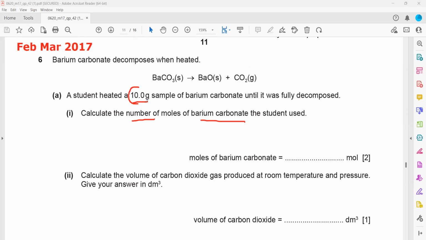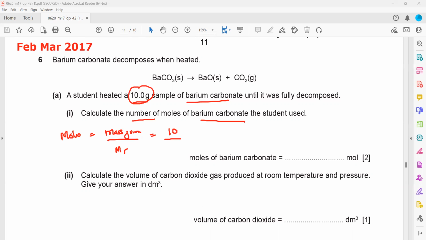We have the mass of barium carbonate. So how to get the moles? Moles equal mass in gram divided by the molar mass, or relative molecular mass because it's a molecule. And mass in gram equals 10. What about the molar mass?